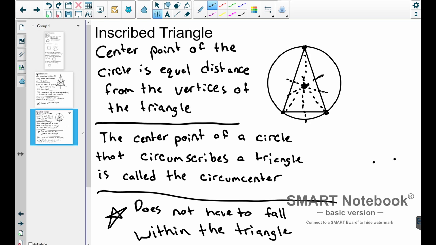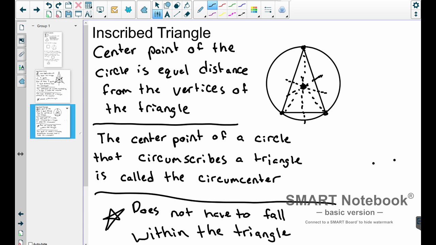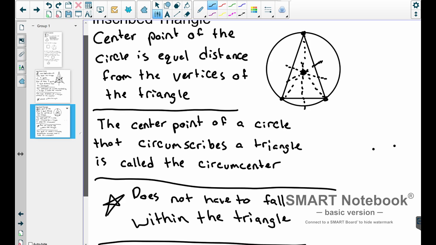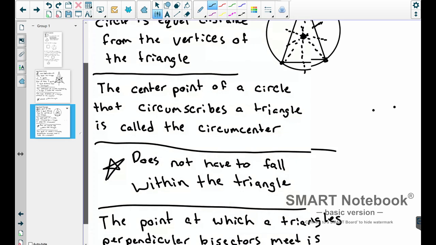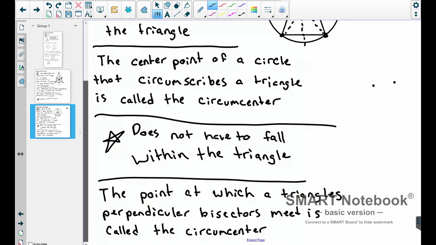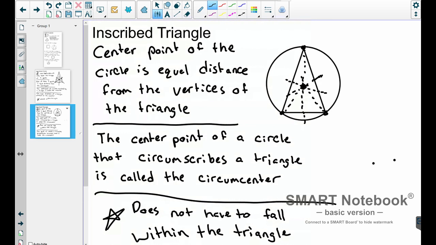And then lastly, we said the center point of a circle is equal distance from the vertices of a triangle when we have a triangle inscribed in a circle. We said that the center point of a circle that circumscribes the triangle is called the circumcenter, and that that circumcenter doesn't always have to fall within the triangle. And we lastly said that the point at which the triangle's perpendicular bisectors meet is the circumcenter. So if you want to find the circumcenter, you can either take a triangle and circumscribe a circle around it, and then find the center point of that circle, or you can get the perpendicular bisectors of that triangle.